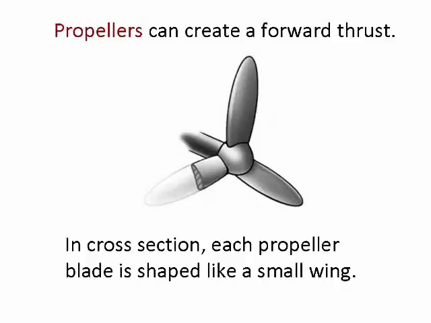Propellers can create a forward thrust. In cross-section, each propeller blade is shaped like a small wing. So a propeller is like a spinning wing. Instead of pushing air behind a plane, the airfoil-shaped blades pull an airplane forward, just as an airplane's wings lift it upward. The amount of thrust created by a propeller depends on how fast and at what angle its blades cut through the air.